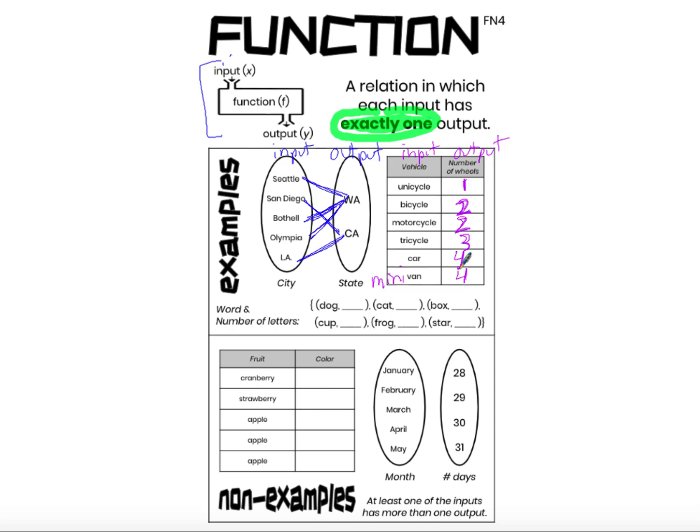Again, reversing, no longer a function. Input of how many wheels, output of vehicle. If I say, hey, tell me a vehicle with 4 wheels, some of you will say car, and some will say van, and some will say truck. So which one's the input, which one's the output is important.